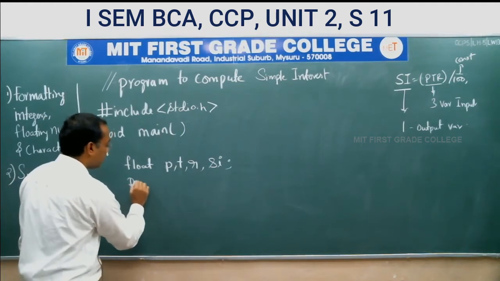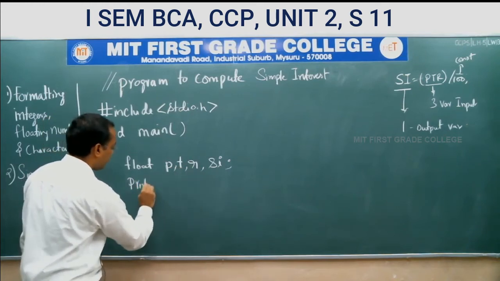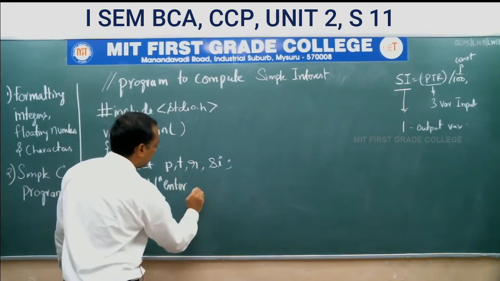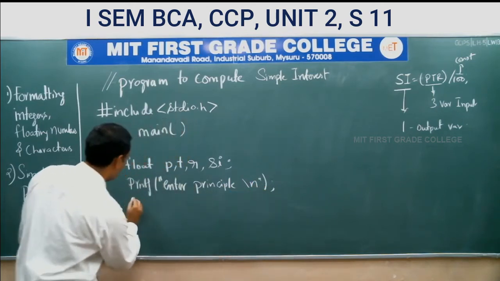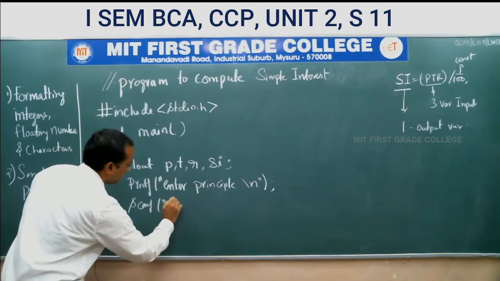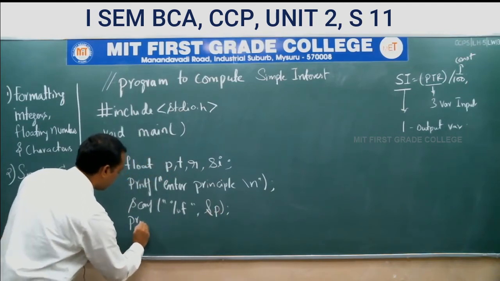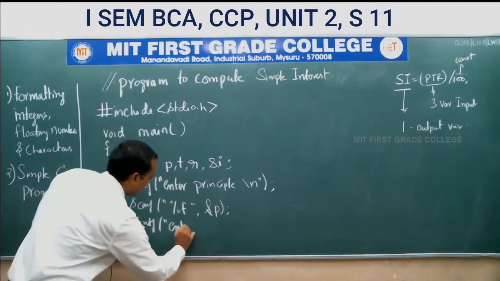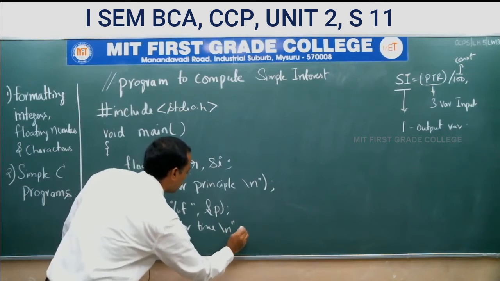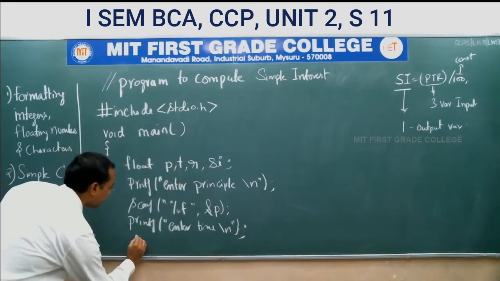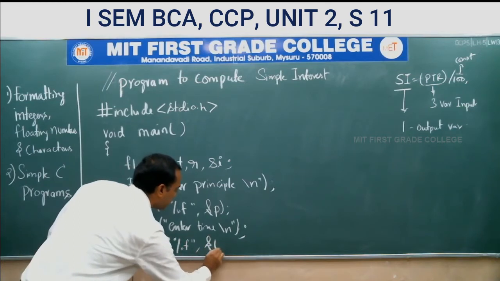Now we'll write printf statements to accept the input, that is P, T and R. Printf "enter principal \n", scanf "%f", ampersand P. Next, printf "enter time \n", scanf "%f", ampersand T.